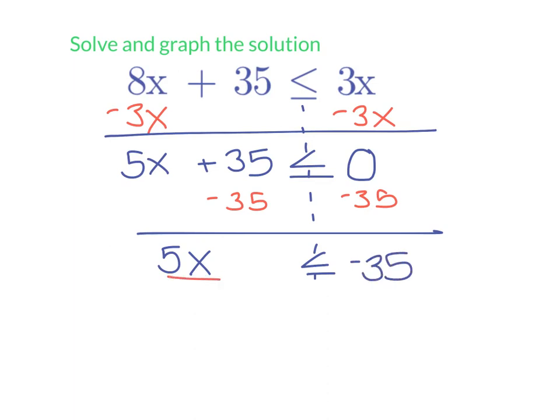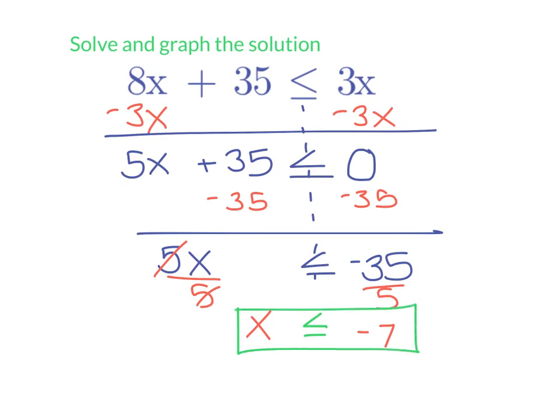And I finish it by dividing both sides by 5. Now, that gives me x is something, and negative 35 divided by 5 is negative 7. Now my question to you is, is it necessary to flip the inequality symbol in this problem? And the answer to that is no. It stays as is because even though there's a negative number in the problem here, we divided by positive 5 on both sides, so the inequality sign does not switch.